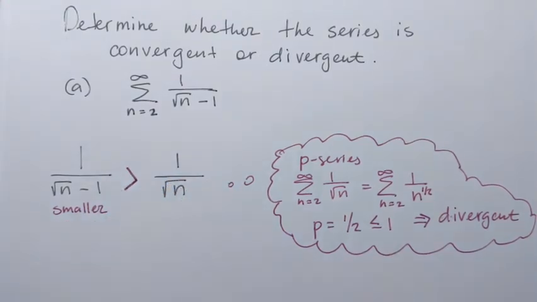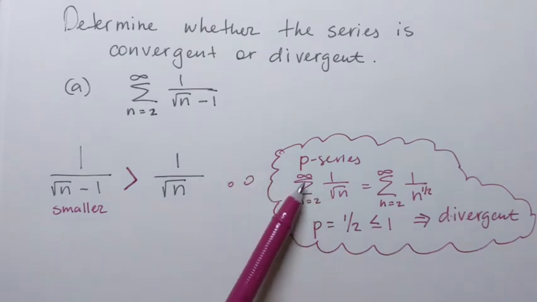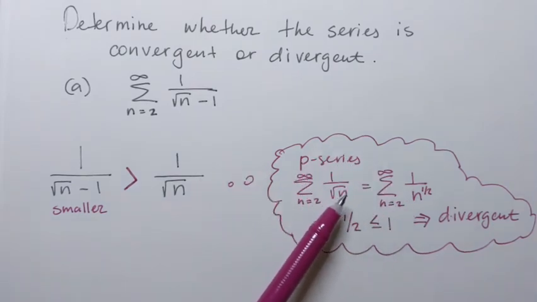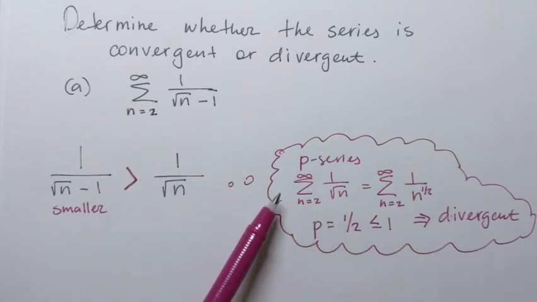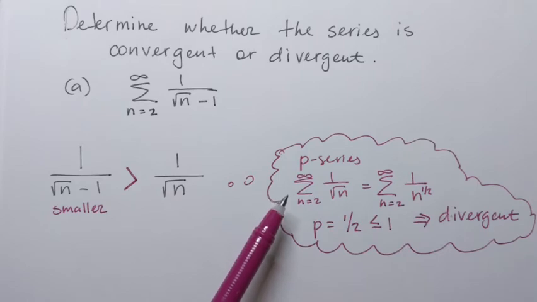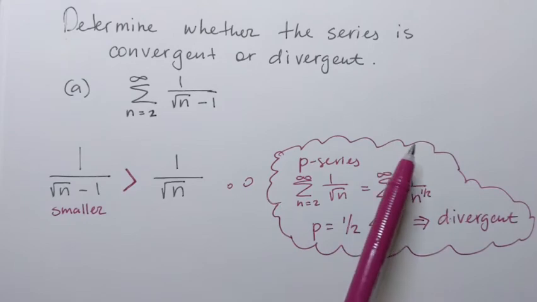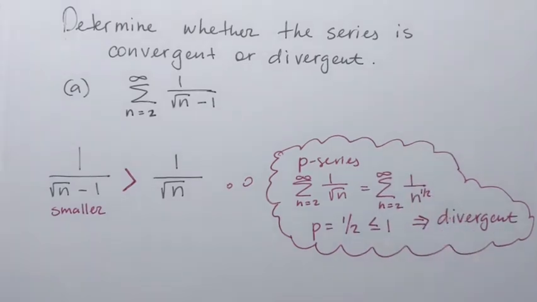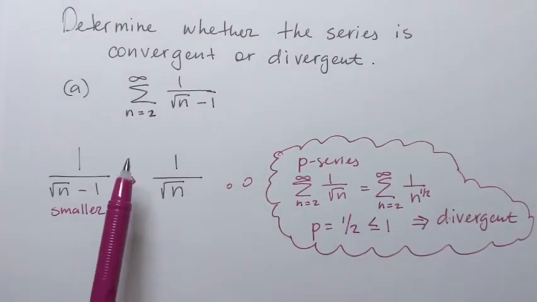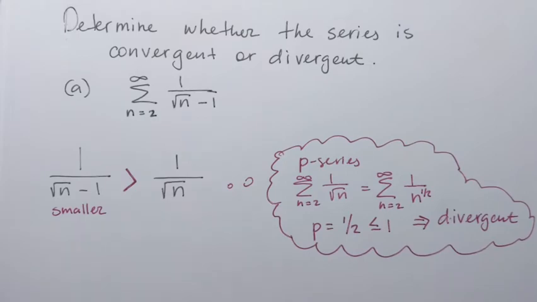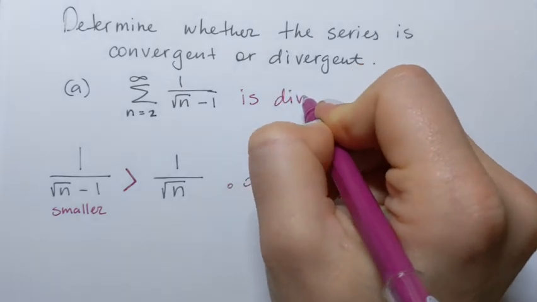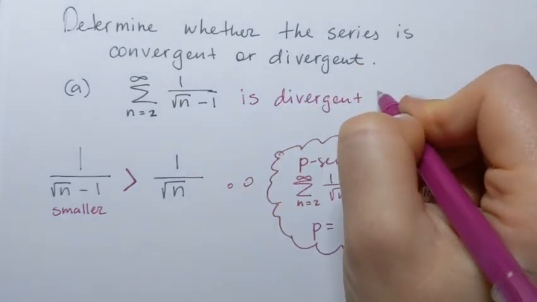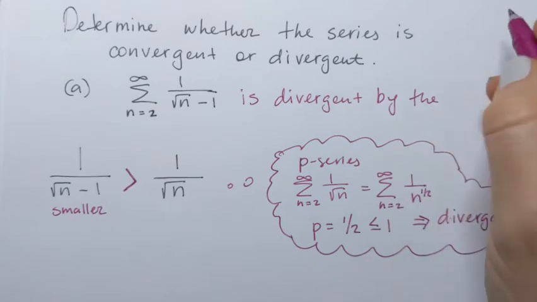When we use the greater sign, that means the terms of this p-series are smaller than the terms of our series. Now, can we make any conclusions about our series based on the comparison test? Yes, we can. When the series with smaller terms diverges, then the series with the larger terms should diverge as well. So that means that our series is divergent by the comparison test.